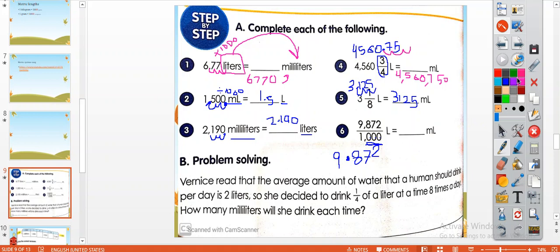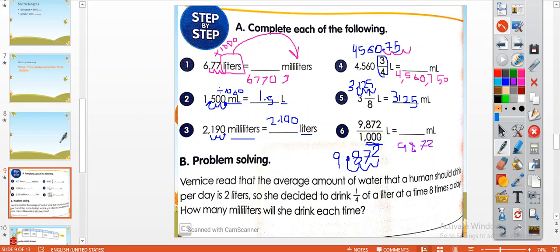Then we are going to convert this to milliliters by just multiplying by 1000, which is moving the decimal 3 times to the right, which will give you 9,872. Okay, well, that took a long time, but hopefully you understood.